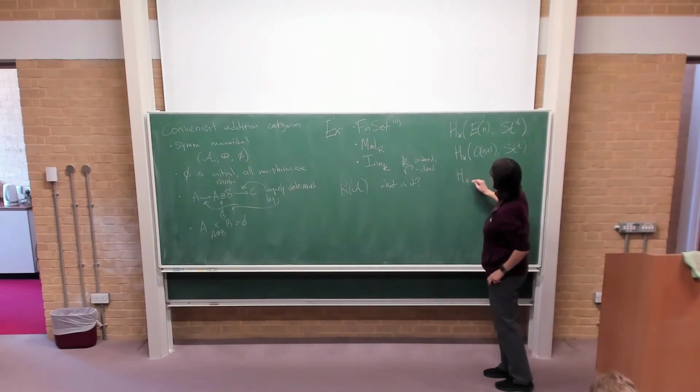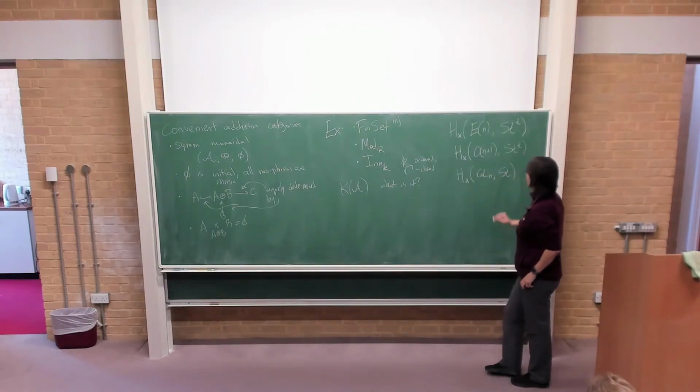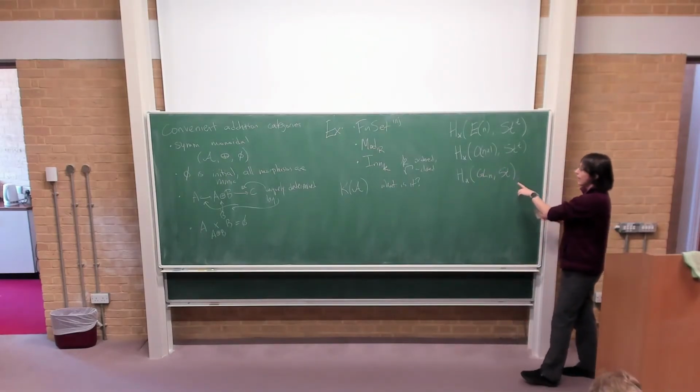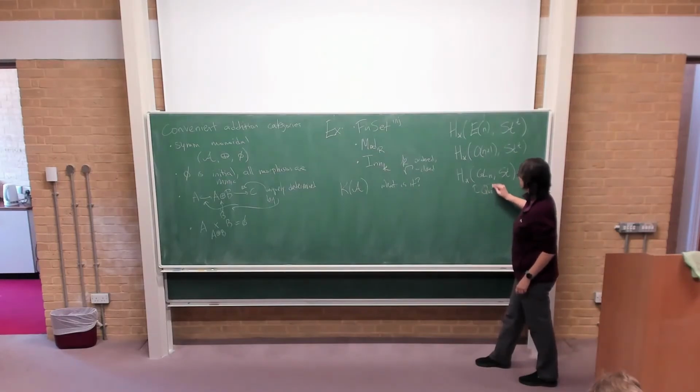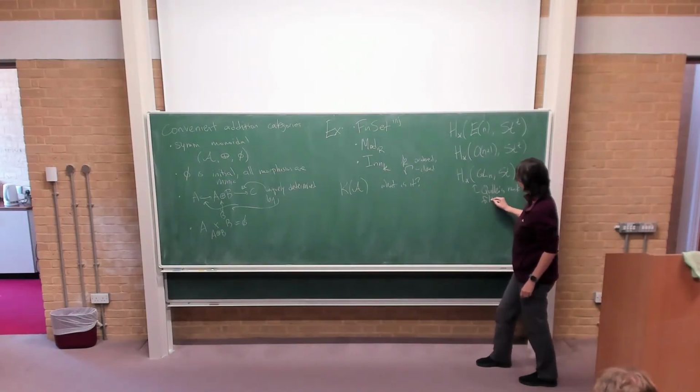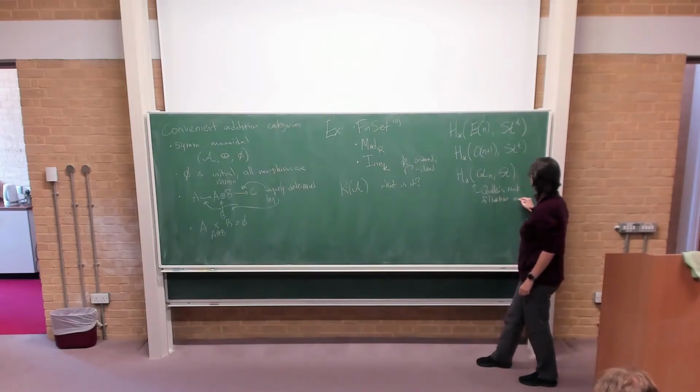But if you just mess around with these a little bit, you can replace this with GLn and a Steinberg module like this without a twist. And then these are groups that appear in Quillen's rank filtration on K-theory.